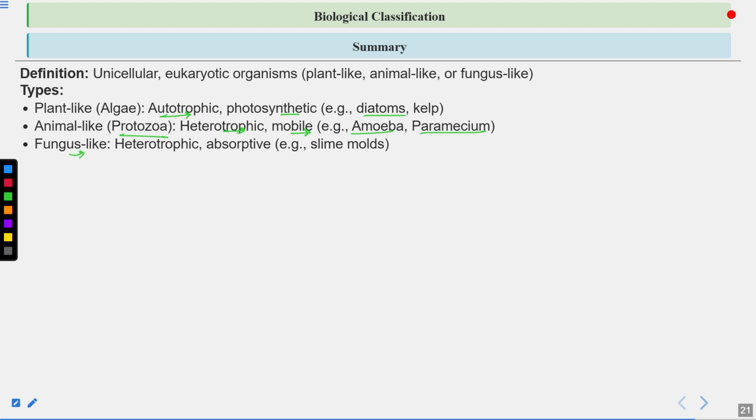Then they are fungus-like also. So slime molds, they are fungus-like. Slime molds are saprophytic. Fungus are also saprophytic. If we talk about heterotrophs, there are two categories, parasitic or saprophytic. Clear? So fungi are saprophytic. Fungi can be parasitic also. And here it is written absorptive, means it absorbs the nutrients from the decomposed organic matter.